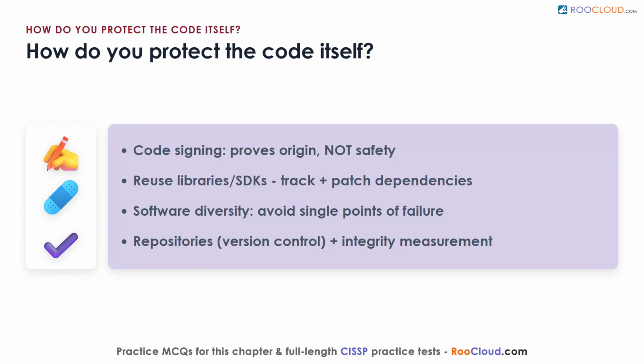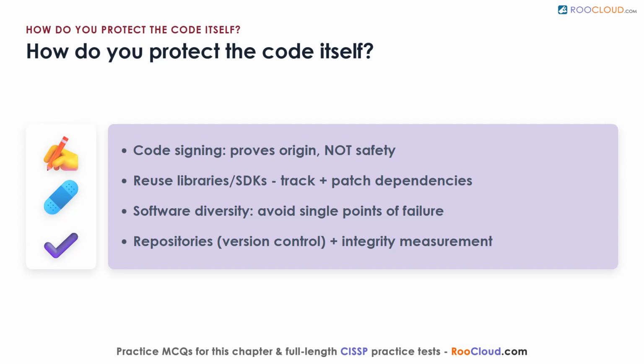Developers must safeguard how code is created, stored, and delivered. Code signing lets a developer digitally sign their software so users can verify it is authentic and unaltered, though be warned, signing proves origin, not safety, since signed code can still be malicious. Code reuse through third-party libraries and software development kits saves enormous effort, but every borrowed dependency inherits someone else's flaws, so you must track and patch them.